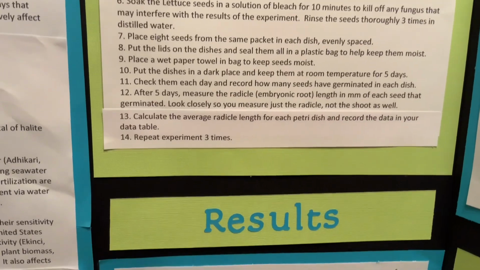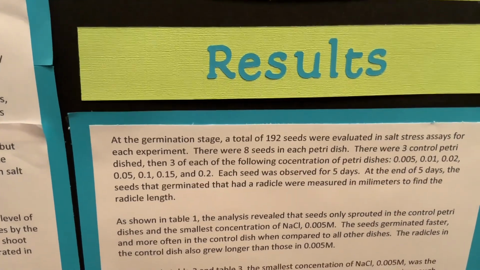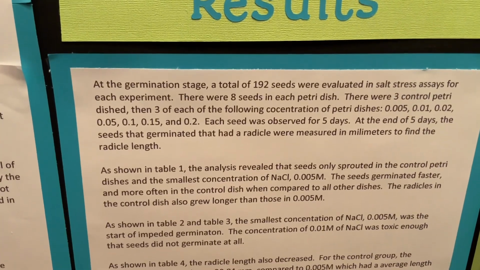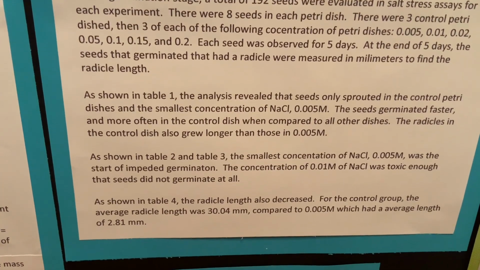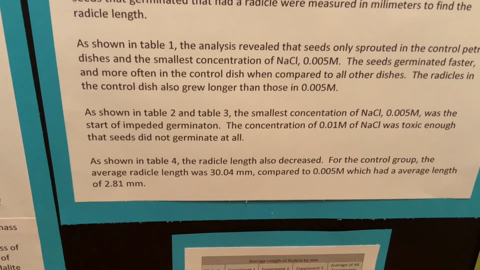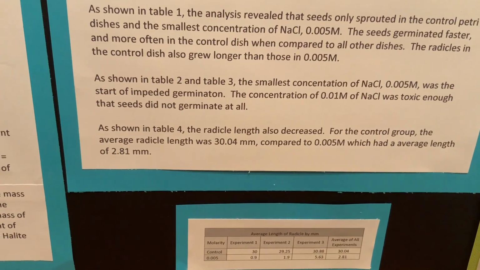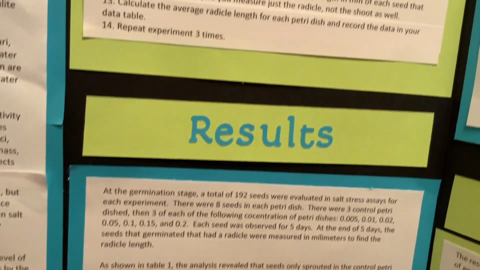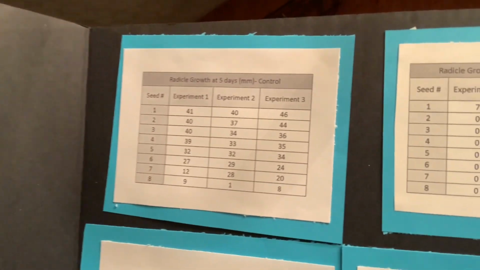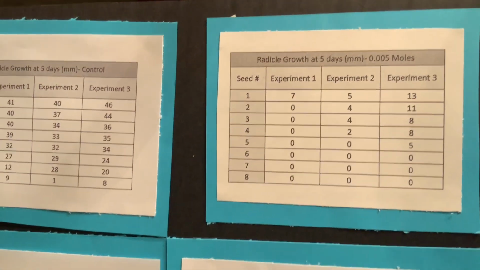I did not have a lot of data, but I did have enough to prove my hypothesis. All 24 control seeds sprouted, which shows that the seeds were healthy and that they could sprout in the conditions for this experiment. As soon as halite was added to the solutions, the seeds either did not germinate or had shorter radicals. Only 12 seeds germinated from the 0.005 mole solution. 0 seeds sprouted on every concentration higher than 0.005 moles of sodium chloride.